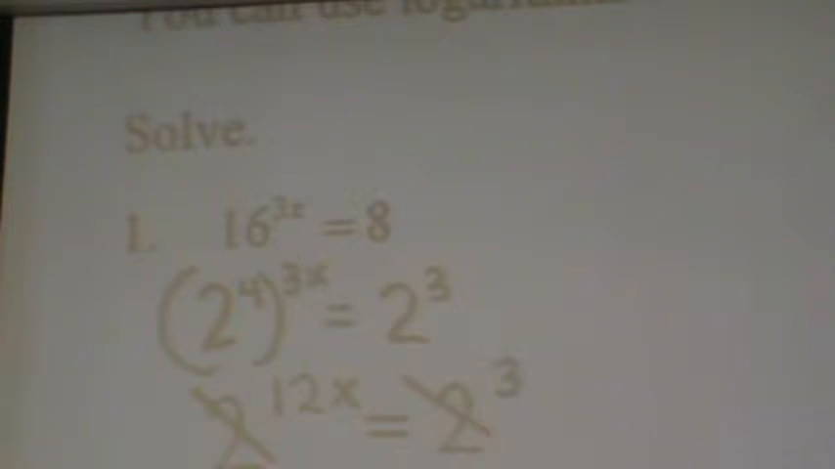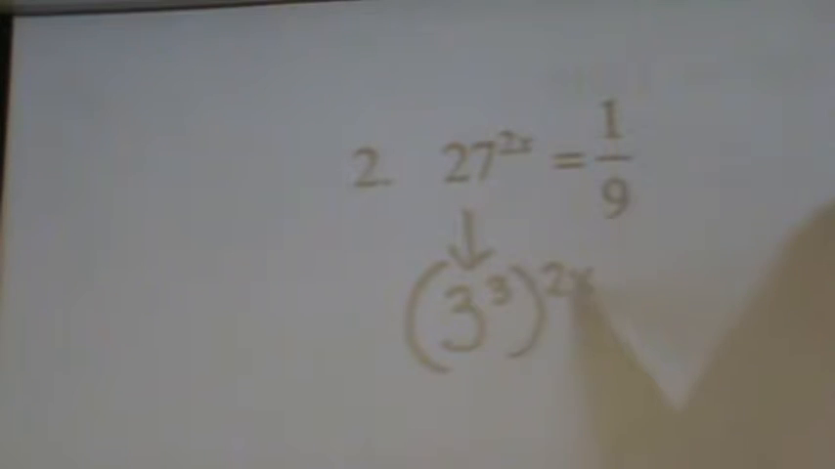Okay. Number 2. What is the common base? You've got a 27 and a 9. What's the common base? It's 3. How do you convert 27? 27 is 3 to the 3rd power, but you have a 2x out here. So it's really 3 to the 6x.